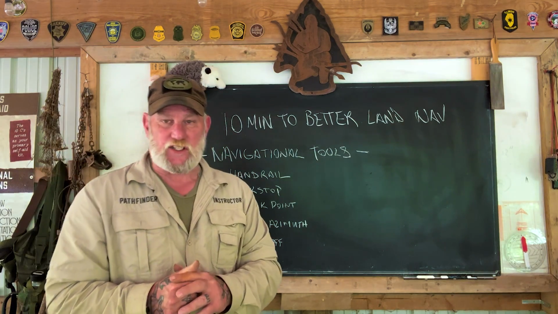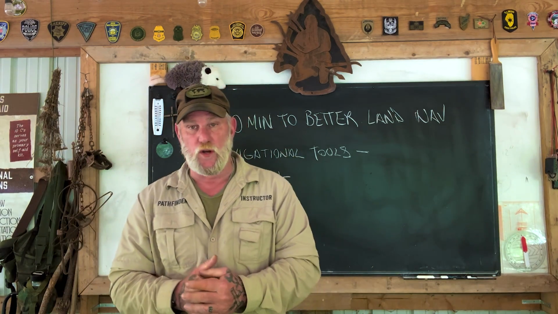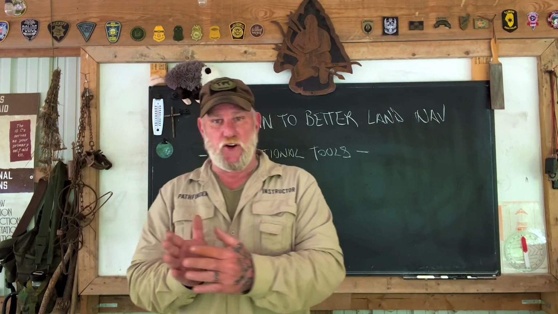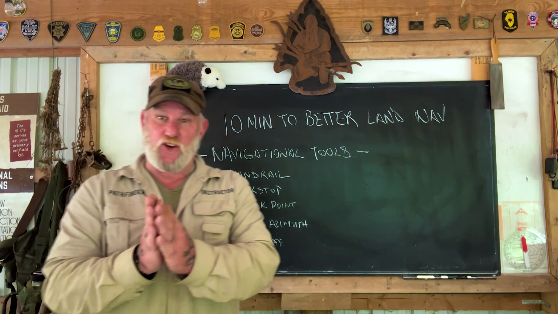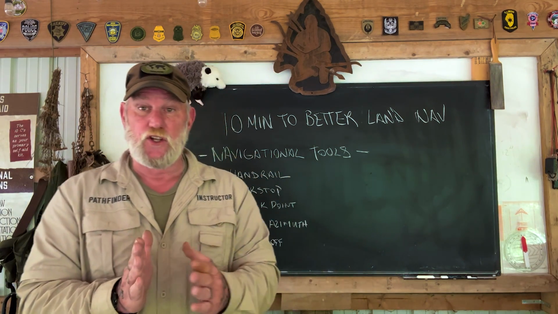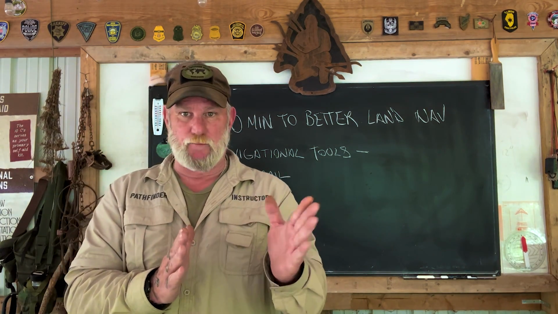Aiming off is something that we would use if we understand our lateral drift. And it's very important for you when you're doing your pace counting to understand your natural tendency of lateral drift, left or right. And you would aim off in the direction of your natural lateral drift to a backstop.